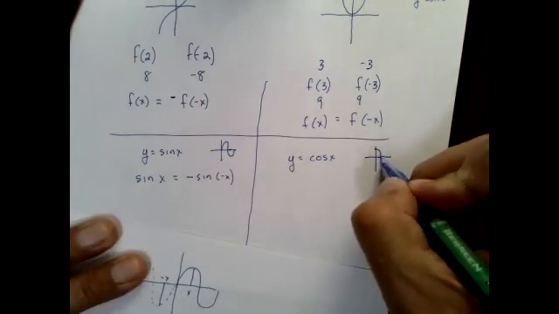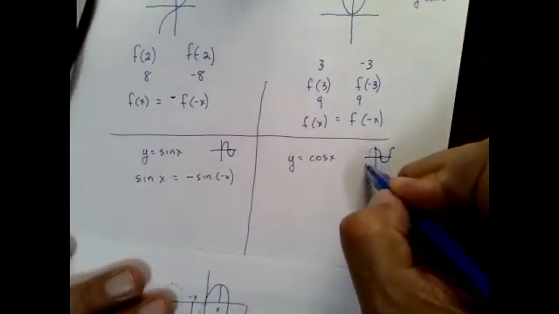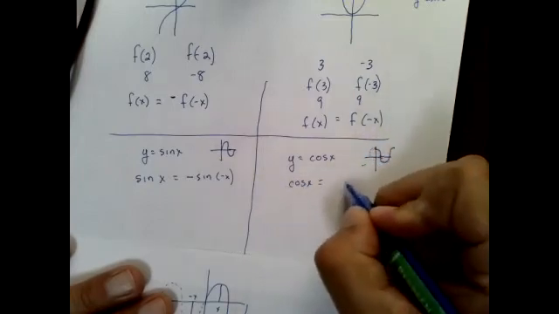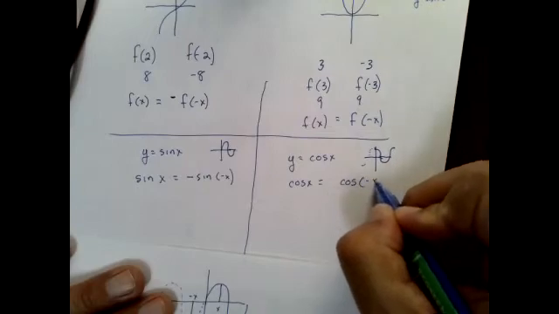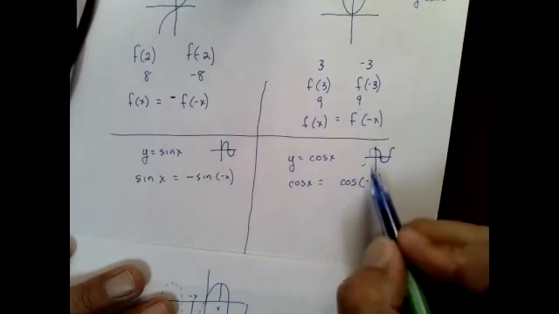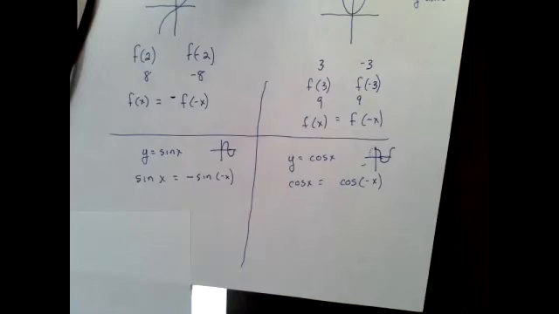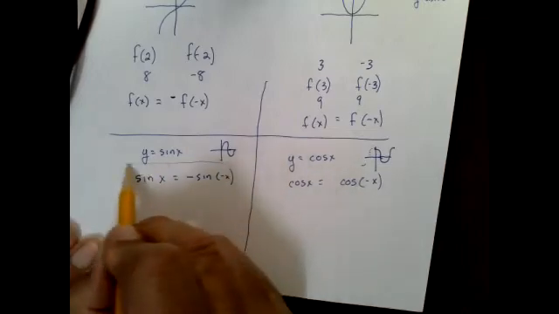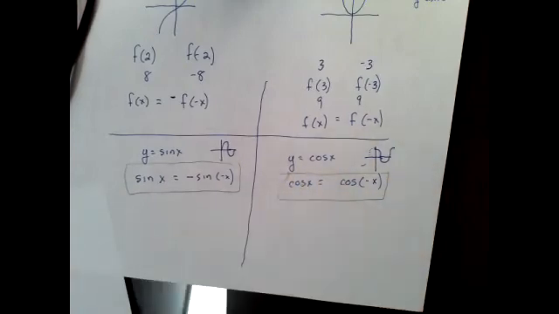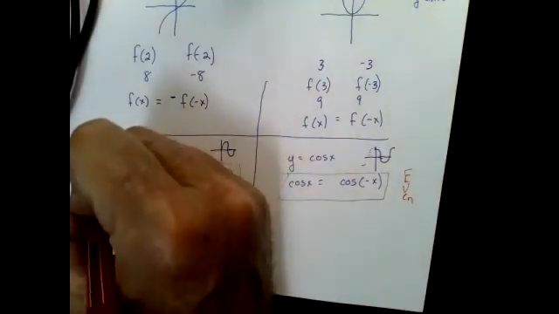Real quick, there's y equals the cosine of x, which tells me, if I pick an x, the cosine of x, and if I pick the cosine of its opposite, if I did the cosine of pi and the cosine of negative pi, they would be the same. So there's another identity. Sine is odd. Cosine is even. This is even. This is odd.